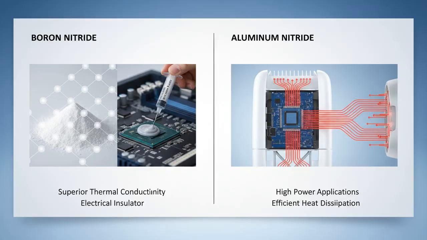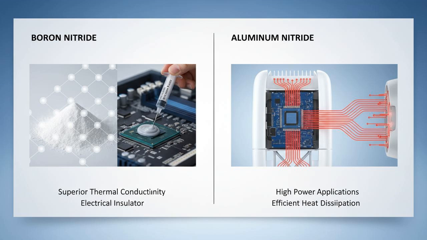Our third titan is boron nitride, often called white graphite. This material is a chemical chameleon. In its hexagonal form, it is slippery like graphite. In its cubic form, it is second only to diamond in hardness. Its superpower is a rare combination. It is a thermal conductor, but an electrical insulator. This makes it perfect for electronics cooling. It is used in thermal pastes and substrates inside your computer to draw heat away from the processor without shorting out the circuits. Finally, the fourth titan is aluminum nitride.